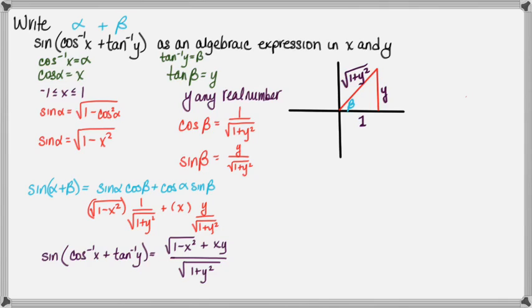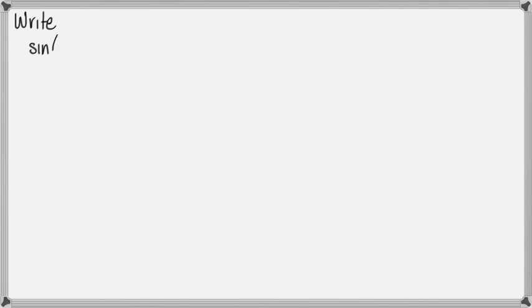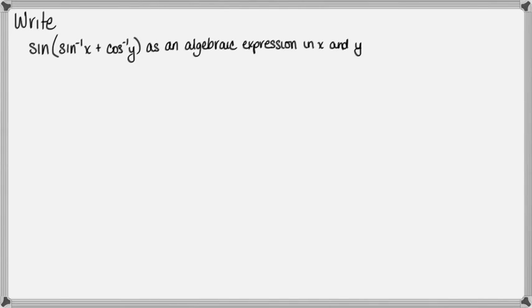We're going to leave it. If you'd like to go through the task of figuring it out, by all means, take a shot at it. In terms of having achieved our goal, which was to represent it with just x's and y's, we got there. So, new task. Sine of sine inverse x plus cosine inverse y as an algebraic expression in x and y.